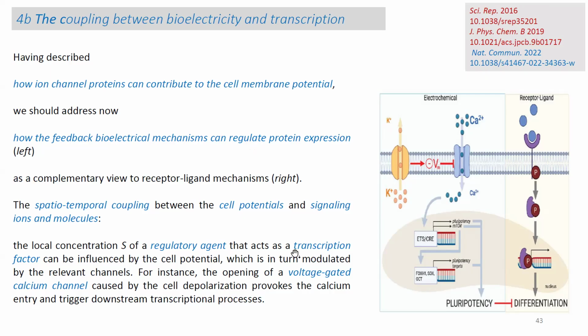cell potential, because some channels can be in the open state, some in the closed state. This is the key of the model: if the local inside concentration of this agent depends on the cell potential, because the entry depends on the voltage-gated channel, then the cell potential should be able to regulate transcription, because downstream it is this signaling ion or neuromodulator inside the cell whose levels influence transcription.